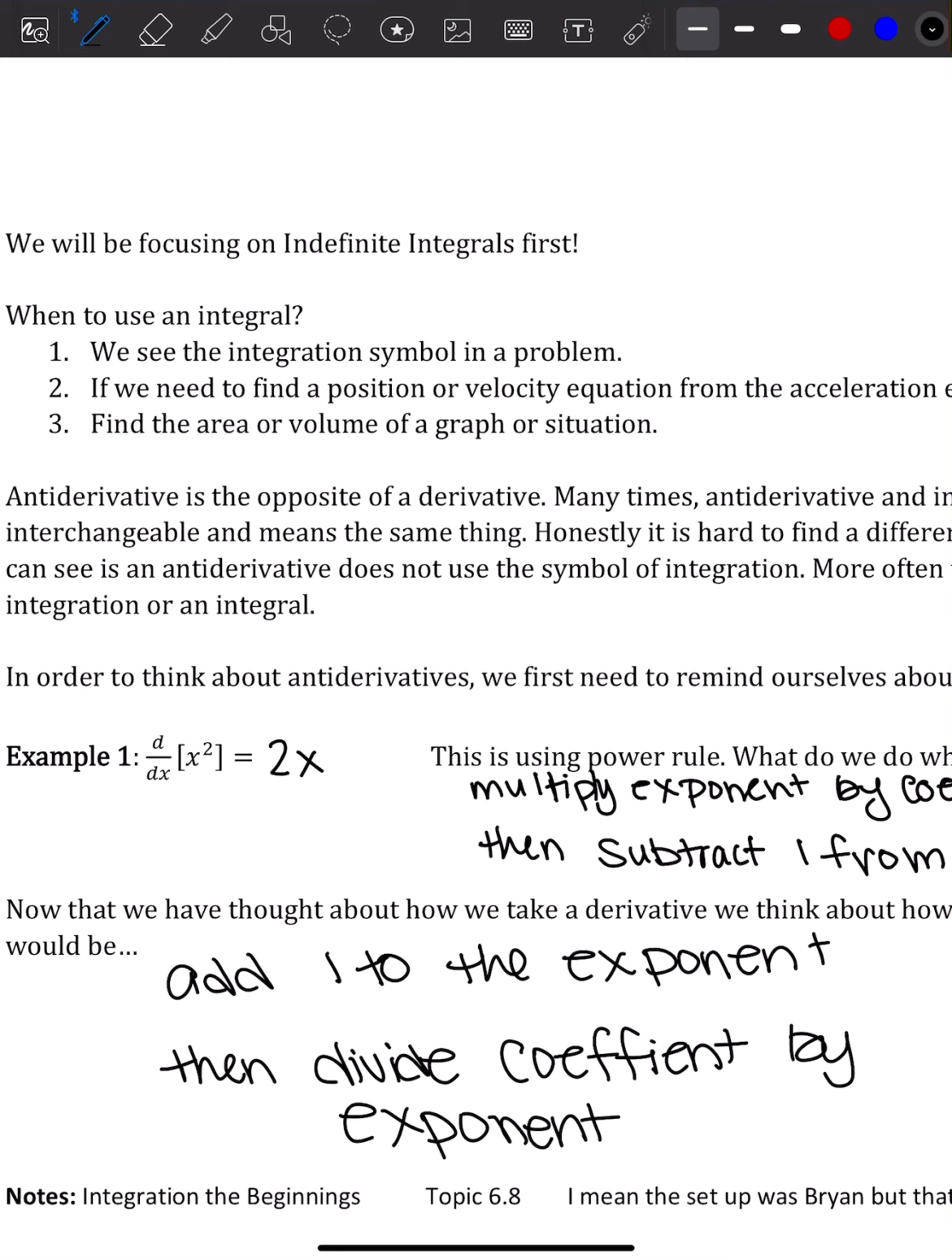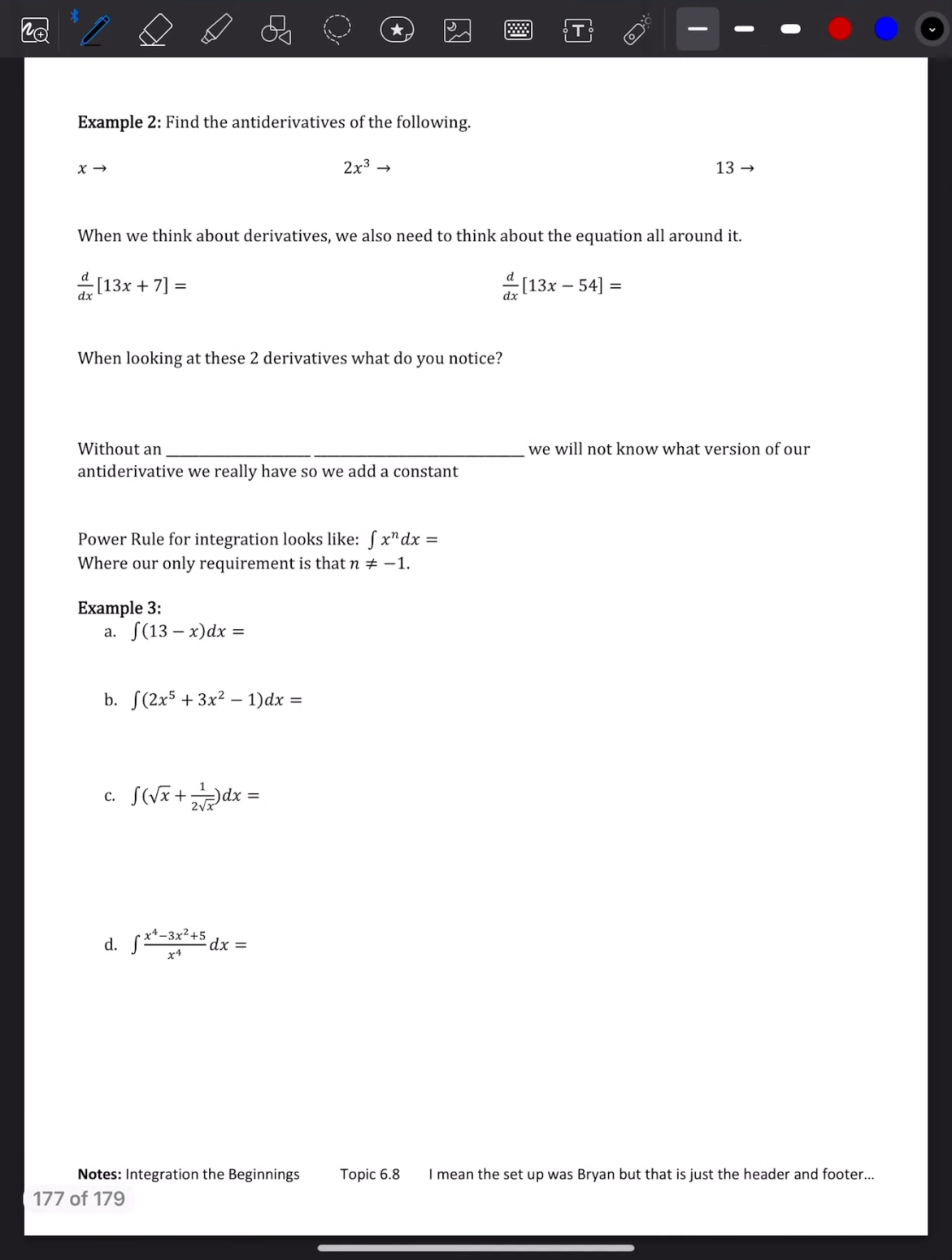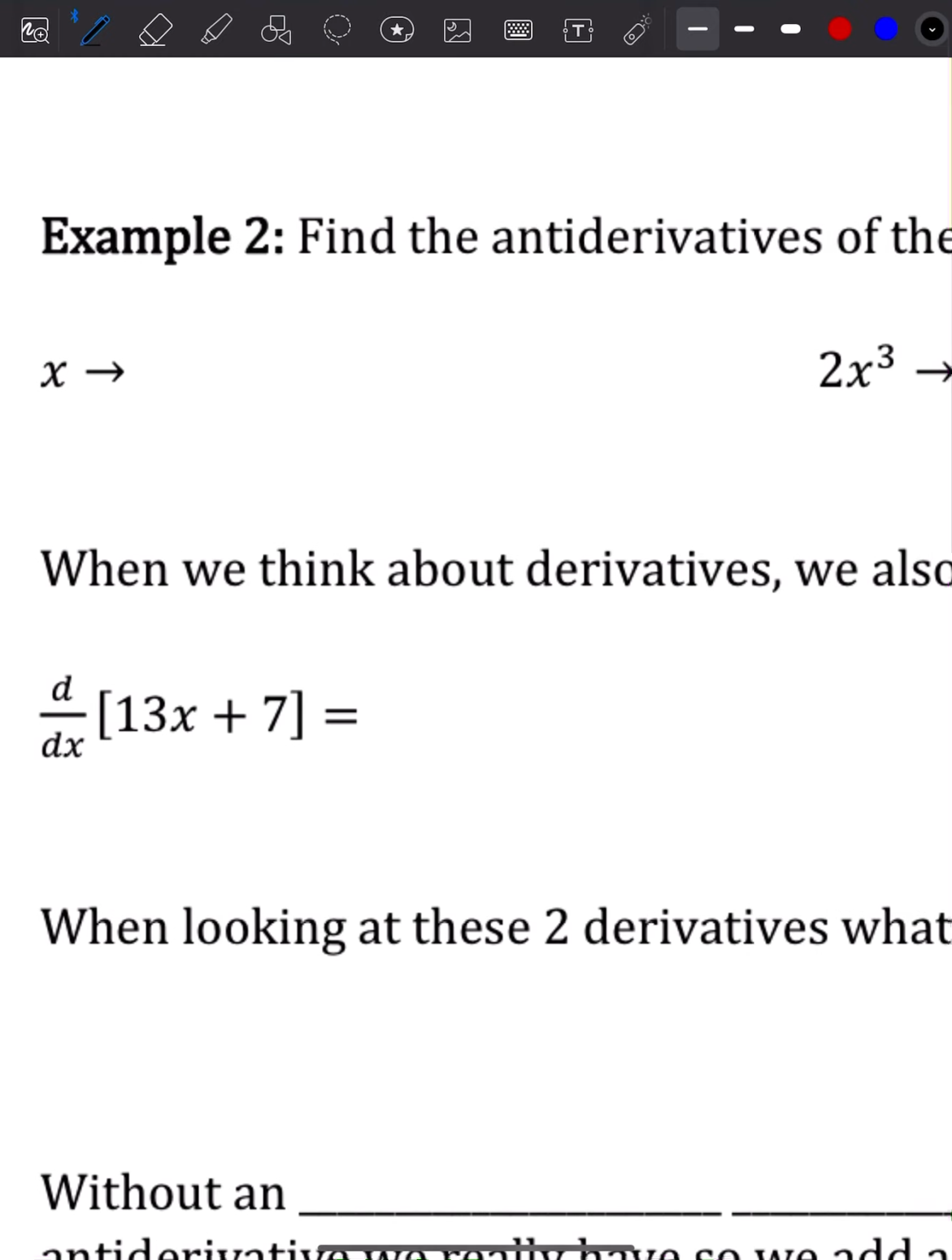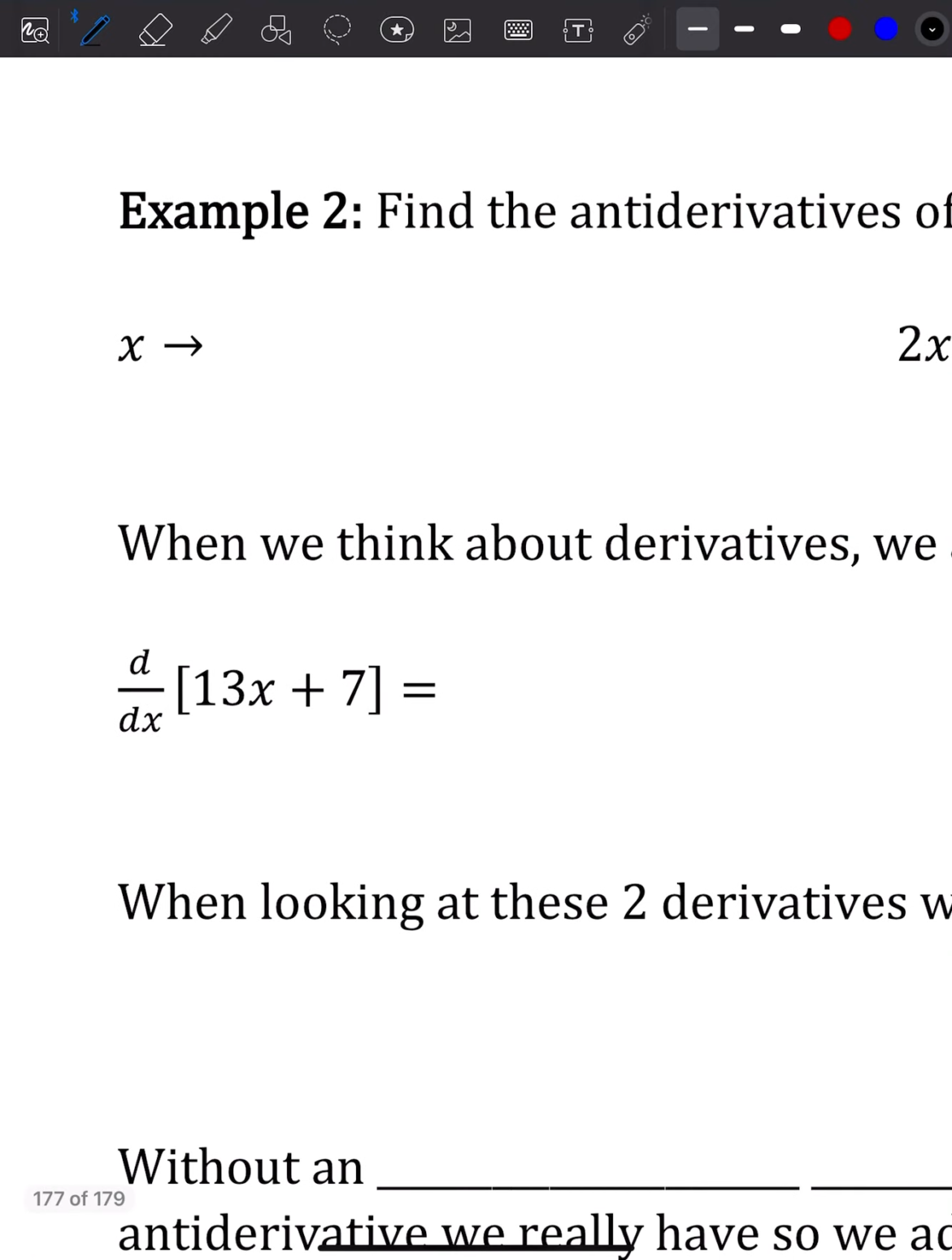So we're going to look at a couple problems and follow that same process. The first thing we're going to look at is x. We want to add 1 to our exponent and then divide by the exponent we have. So if I add 1 to x to the first, we're now going to have x to the second power. I want to divide by that new exponent, so I'm going to divide this by 2. I can leave it as x squared over 2, or I can say it is 1/2 x squared.